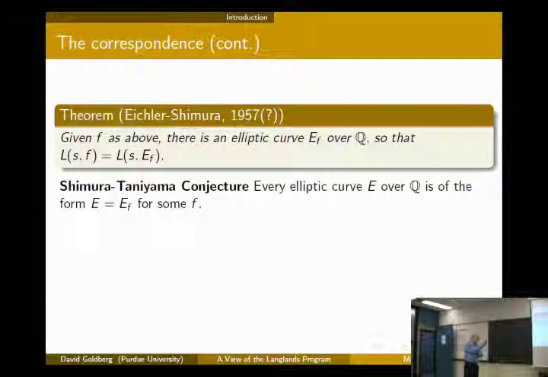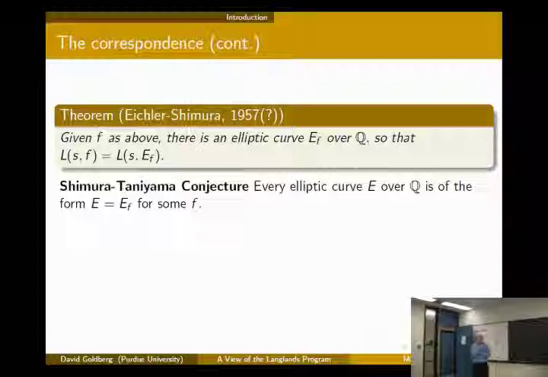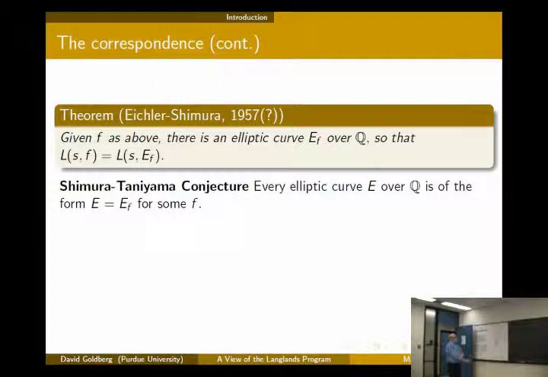I should mention that sometimes it's referred to as the Shimura-Taniyama-Weil conjecture, or the Taniyama-Weil conjecture, and there are all kinds of arguments about whose name goes on it and where, and I don't really care that much. It's no disrespect to Weil that I didn't put his name there, it's just that I learned it as this, and that's the way I remember it.